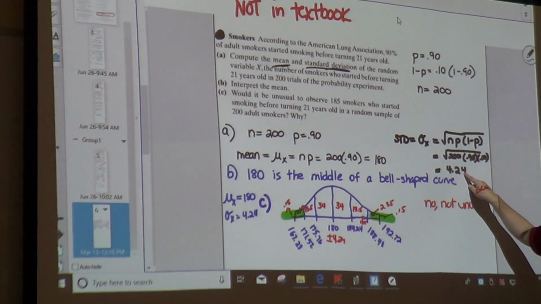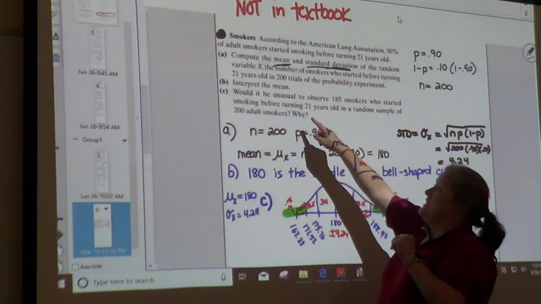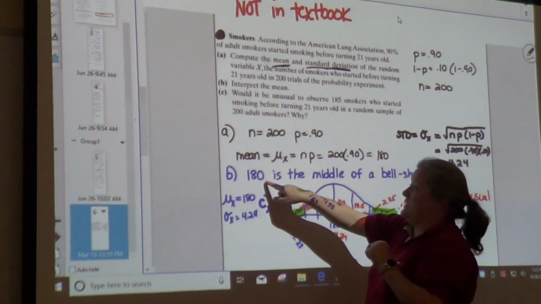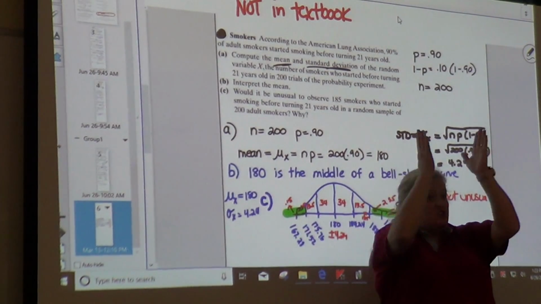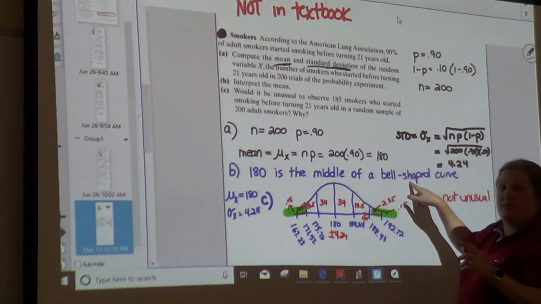We good? Now, part B, interpret the mean. We've already said that if you have that normal distribution, your mean is going to be in the middle of the bell-shaped curve.